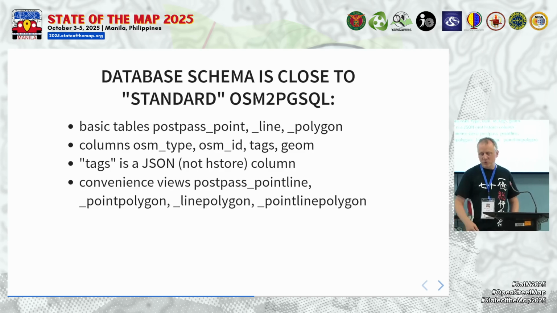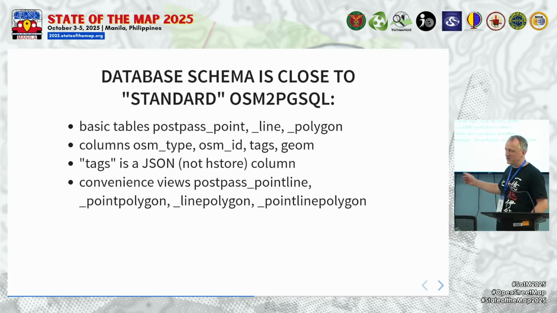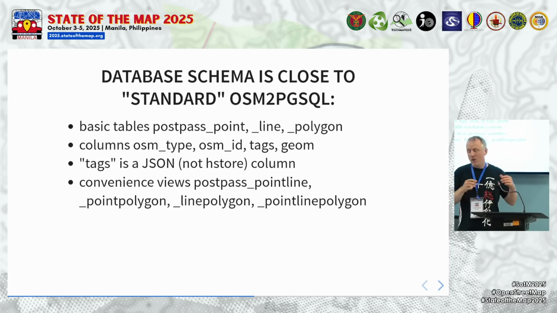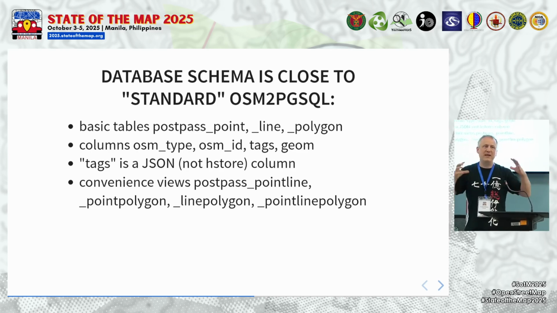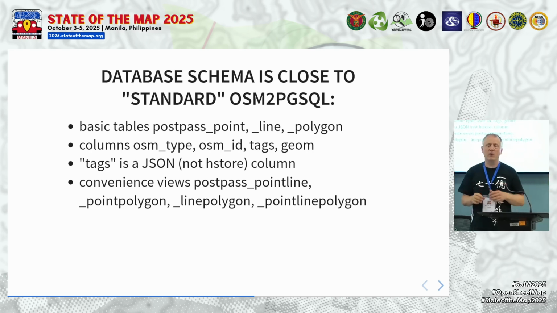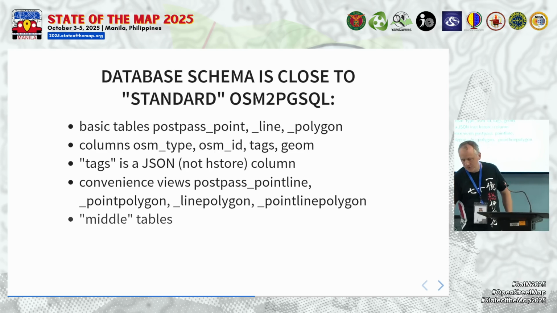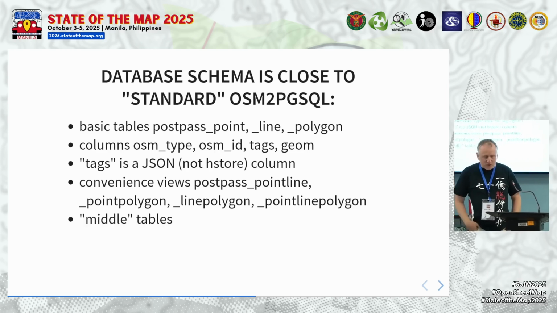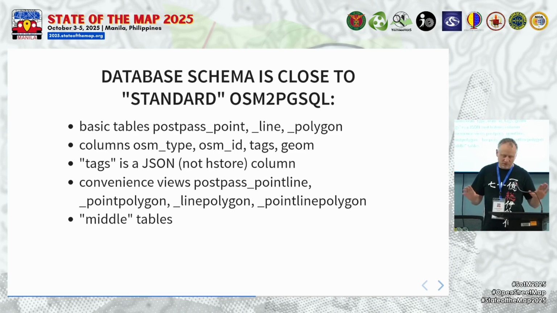And in addition to the basic tables, there are some convenience views that are called postpass_point_line, point_polygon, point_line_polygon, that will merge these things together. Because otherwise you would always have to build queries that go, select all fast food places from the points table and union that with select all places from the polygon table. And to make that easier, you have these views. The database also has the so-called middle tables. I won't be going into detail about that, but those are the tables that osm2pgsql uses to store relationships between objects.